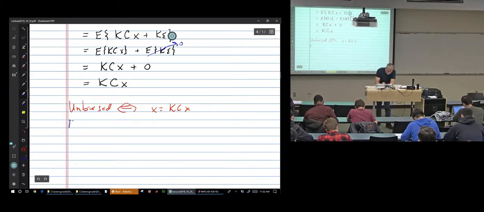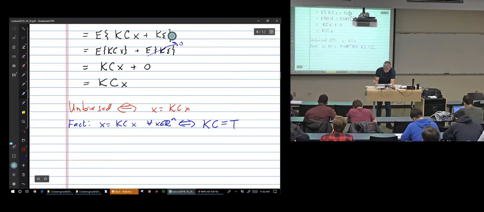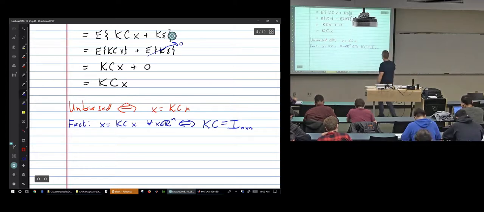And then it's an easy fact, or an exercise for you, that X equals K times CX for every X in Rn if and only if K times C is equal to the identity. And just to be clear, that's an n by n identity. It's going to be very useful for me to keep this notation.